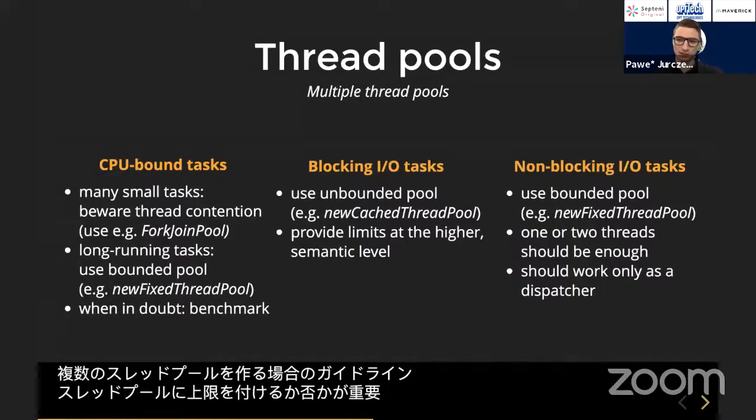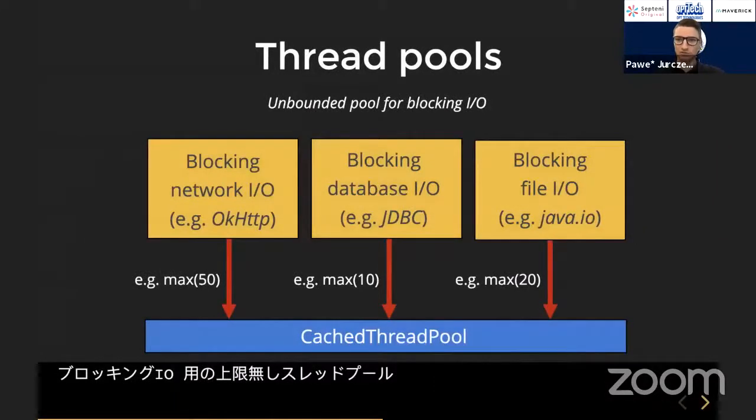Okay, so as I said, a good rule of thumb for blocking I/O operations is to have an unbounded pool. Let's imagine that we have three types of blocking I/O operations in our application. We have blocking network calls, we have blocking database calls, and we have blocking file system operations. Okay, and under the hood, all of them will use a single shared cached thread pool. The cached thread pool is an unbounded one, which means that we will not have any limit, at least not at the level of the thread pool itself.